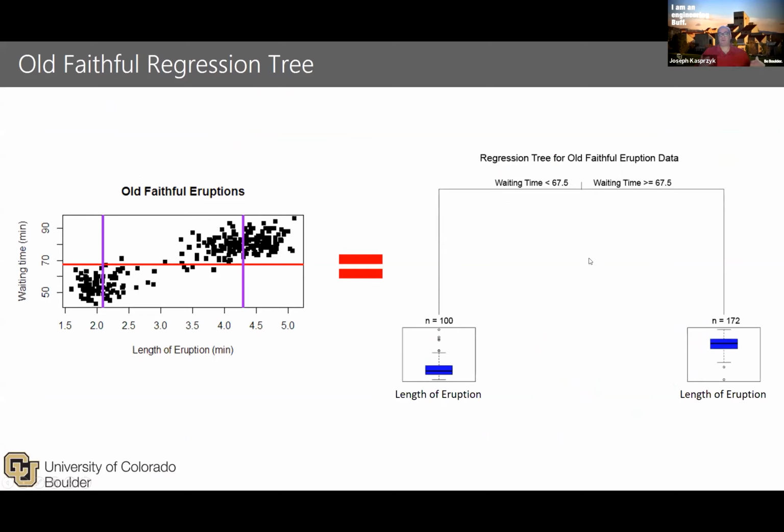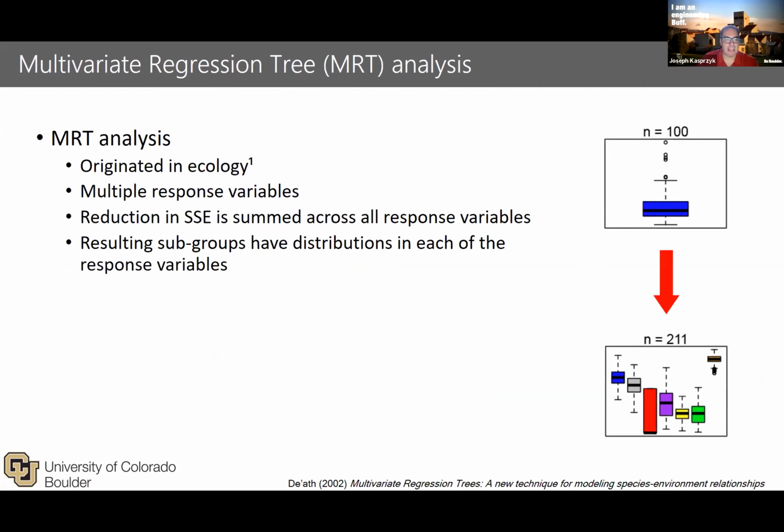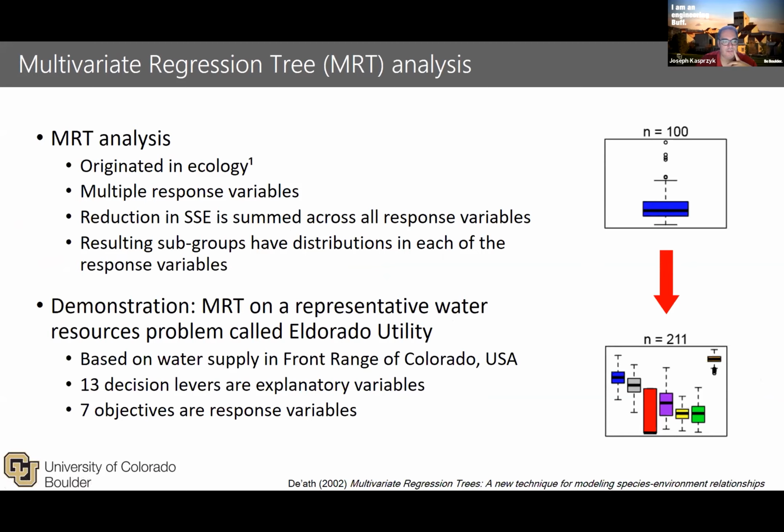Now, this is great, but with a multi-objective problem, we need to figure out a way to expand that to multiple dimensions. And so this multivariate regression tree, which originated in ecology, allows you to account for multiple response variables. The idea is that you're trying to get similar distributions in each of the response variables, and then you end up seeing these patterns. So each one of the ending leaves of the tree ends up having a particular pattern. For us, this is going to be with objective function values.